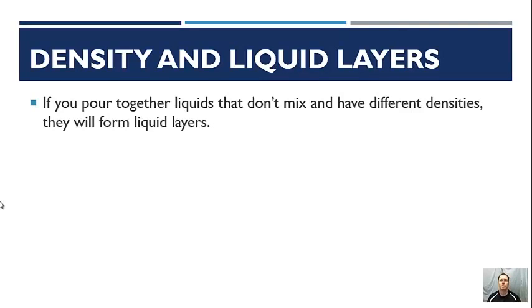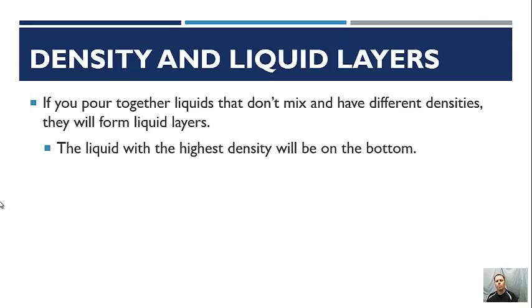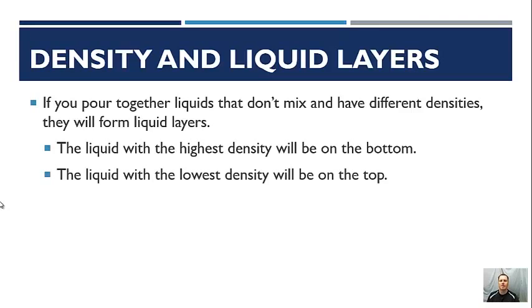We're not going to worry too much about it now, other than let me say they have different polarities, which prevents them from mixing. But what we see when these layers form is that the layer that has the highest density is going to be on the bottom. Think of it as heavier, sinking to the bottom. And that which has the lowest density is going to be on top.